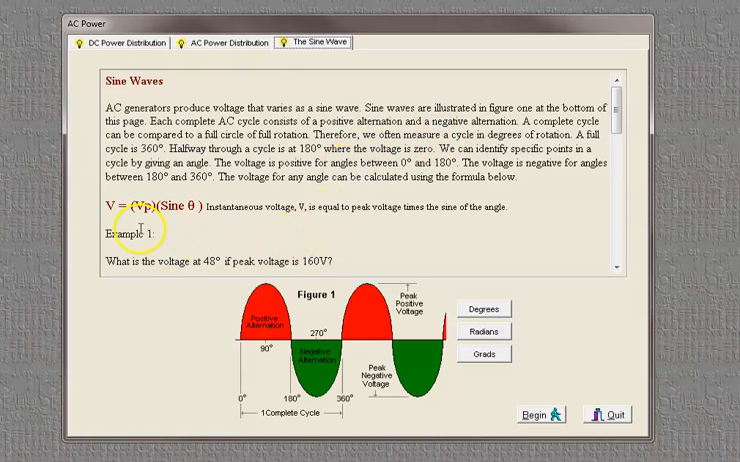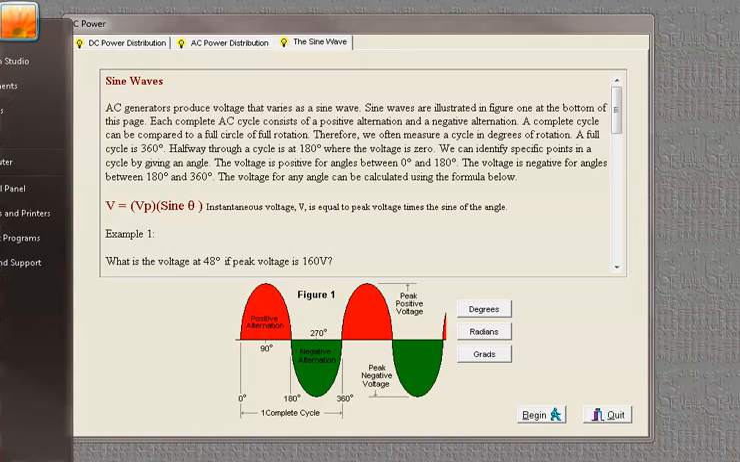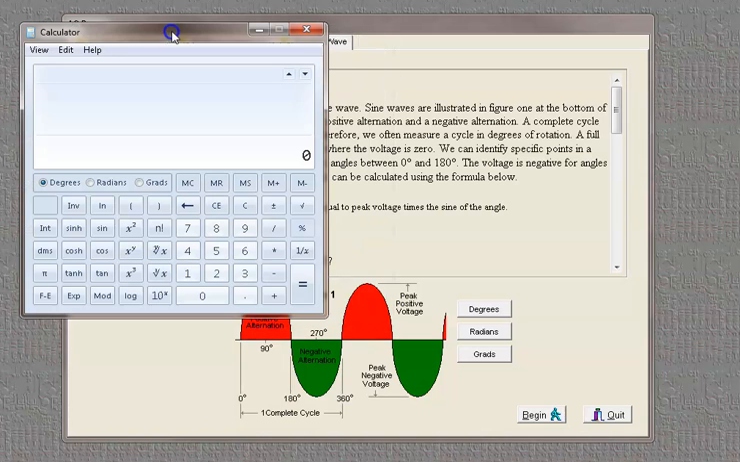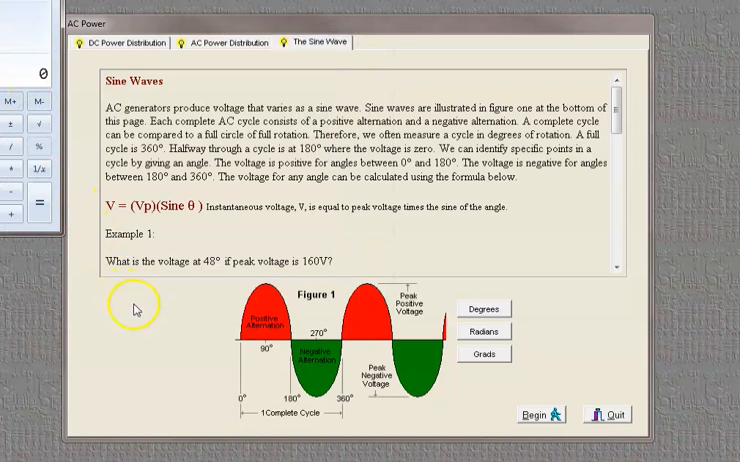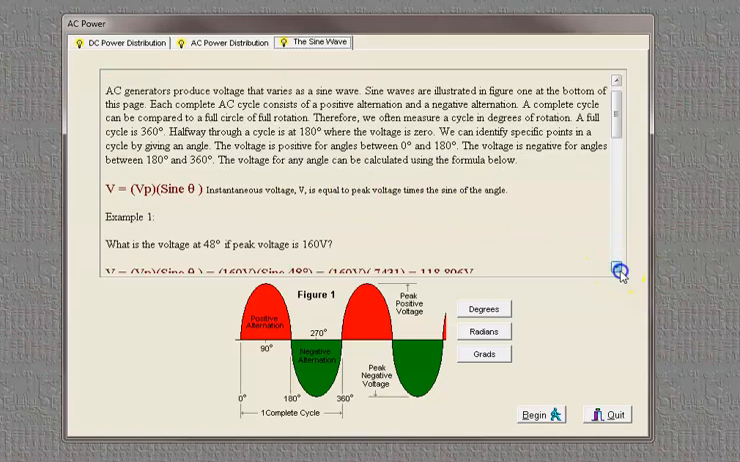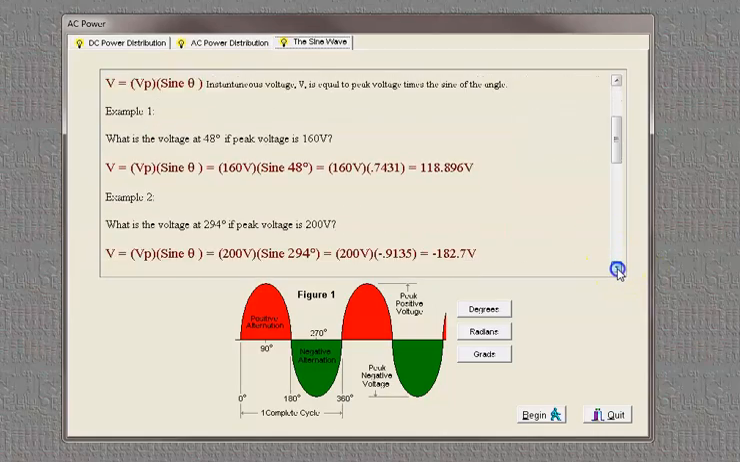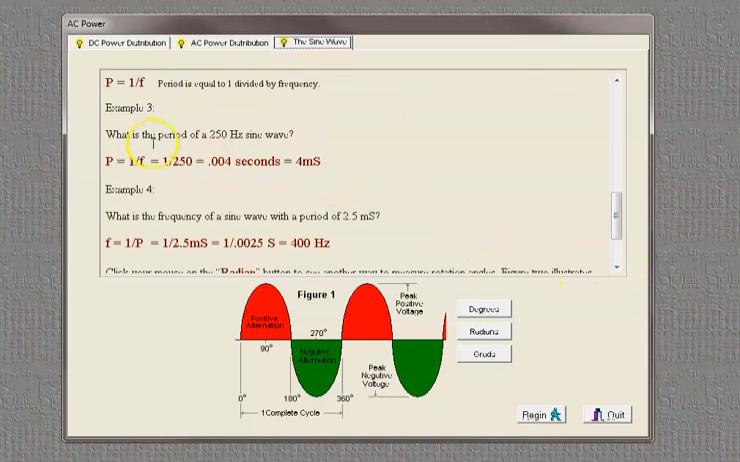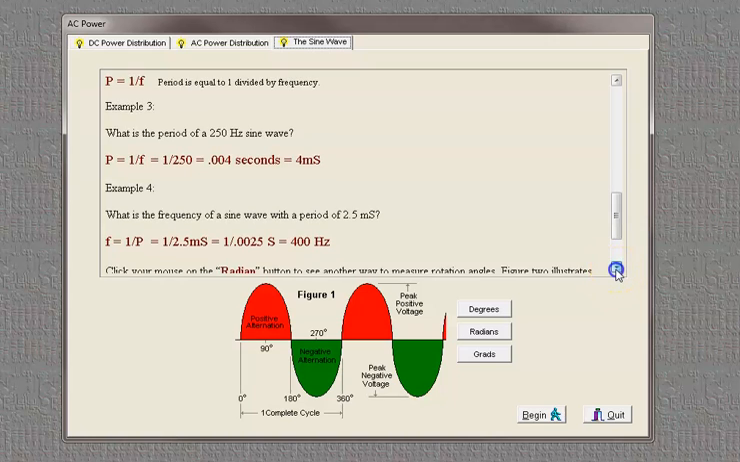In the sine wave, first of all, at any particular time, we look at the peak voltage times the sine of the angle. So I am going to bring up my calculator here because we're probably going to need that, and I'll bring that in and out as necessary. So moving down here, it goes through some examples, talks about the relationship: frequency is 1 over period, period is 1 over frequency, and goes through a couple of examples of that which are also in the questions.